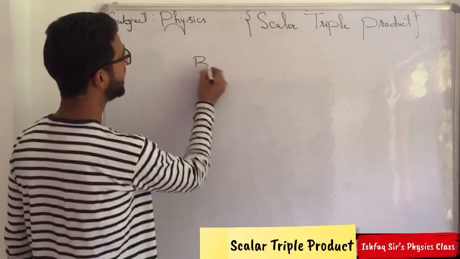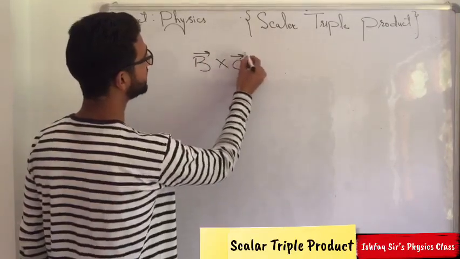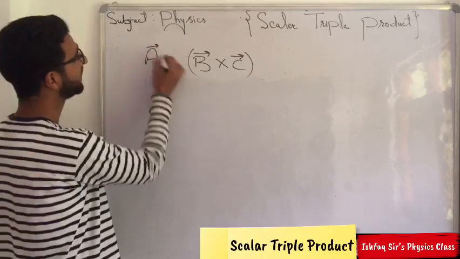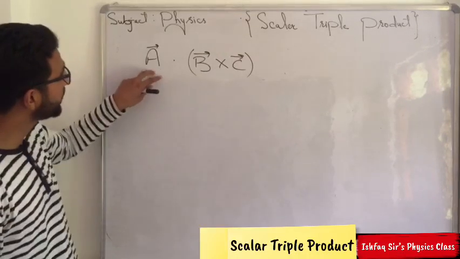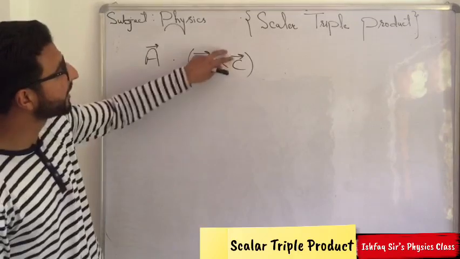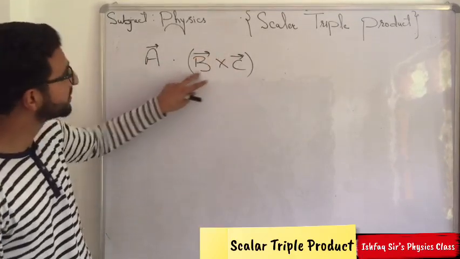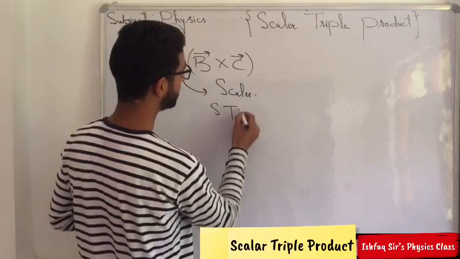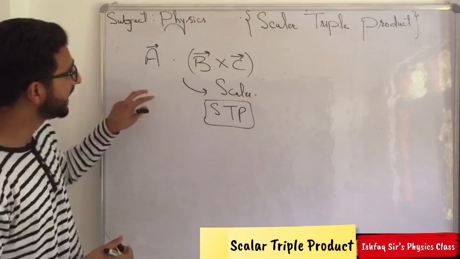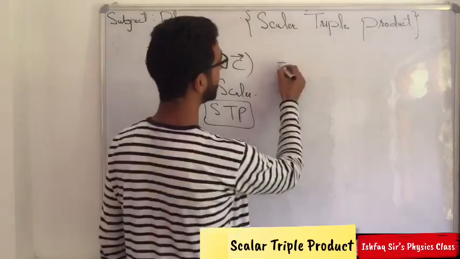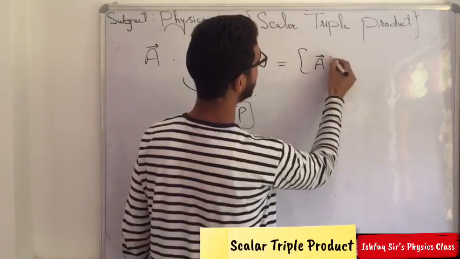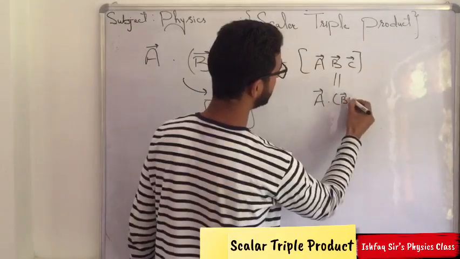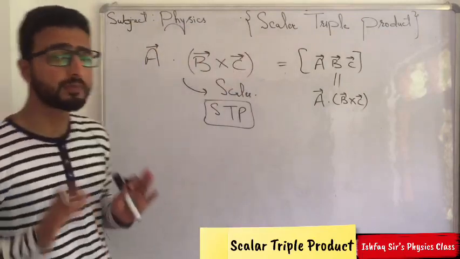If I have two vectors B and C, and if I take the cross product of these two vectors, B cross C, you already know this gives a vector quantity. If we take the dot product of a third vector A with the cross product of the two vectors B and C, since this type of product gives a scalar quantity, this is called the scalar triple product, because the product here is between the three vectors A, B and C. We usually denote this scalar triple product by this: [A, B, C]. This indicates that this [A, B, C] is basically equal to A dot of B cross C, right? So this is the definition of the scalar triple product.